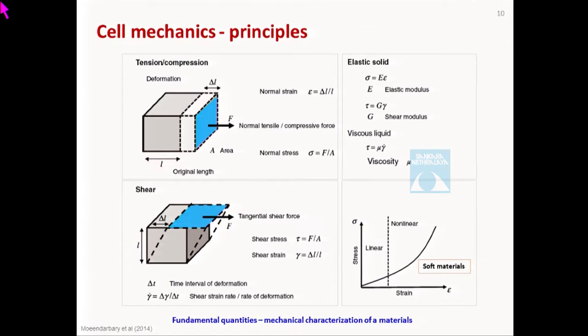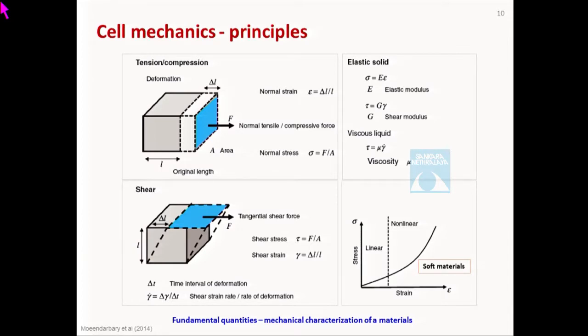So if you want to understand the mechanical properties of cells, you have to understand solid mechanics. What happens if you have an object and you subject it to a force? Depending on the direction of the force with respect to the plane of the object, you can have either normal stress or tangential stress. For an elastic material, the stress and strain are proportional to each other, and the constant of proportionality is known as the elastic modulus.